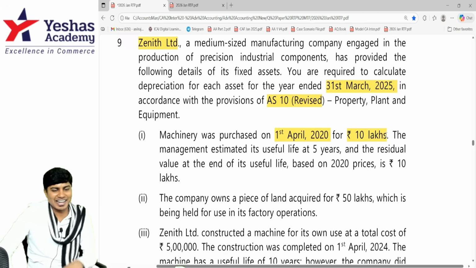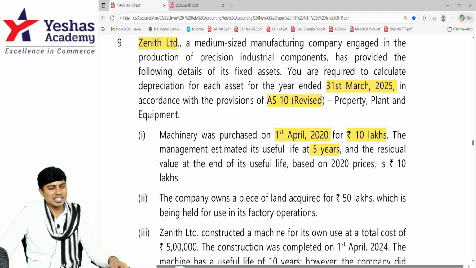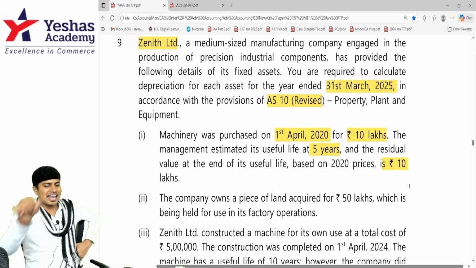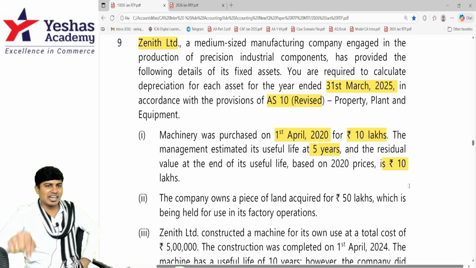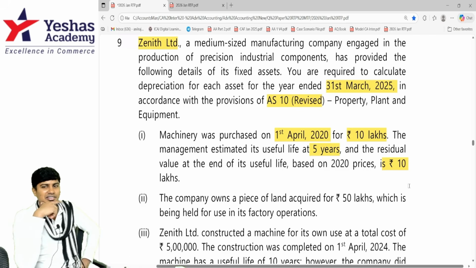Machinery was purchased for 10 lakh in 2020. Useful life is estimated to be 5 years. Residual value is 10 lakh. Take 10 lakh in the calculator, deduct 10 lakh from the same. You got 0. Now you are awake. Divide it by 5. If you are dividing it by 5, then you are doing a mistake. So the depreciation is 0.